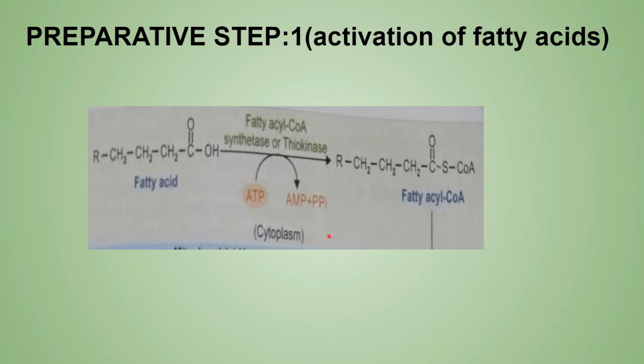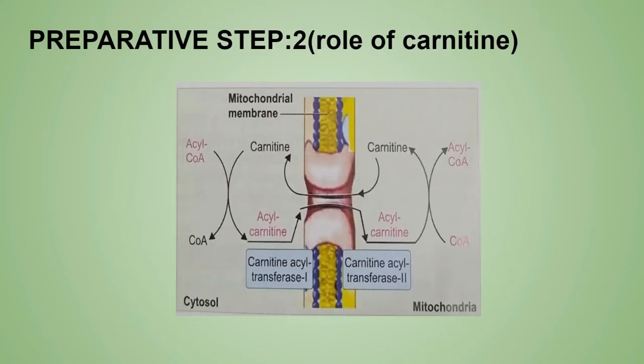And we have mainly three types of fatty acid, if you know: long chain, medium chain and short chain. Now this thiokinase mainly acts on the long chain fatty acid, while thiophorase acts on the short chain fatty acid. Now, step 2 is the role of carnitine.